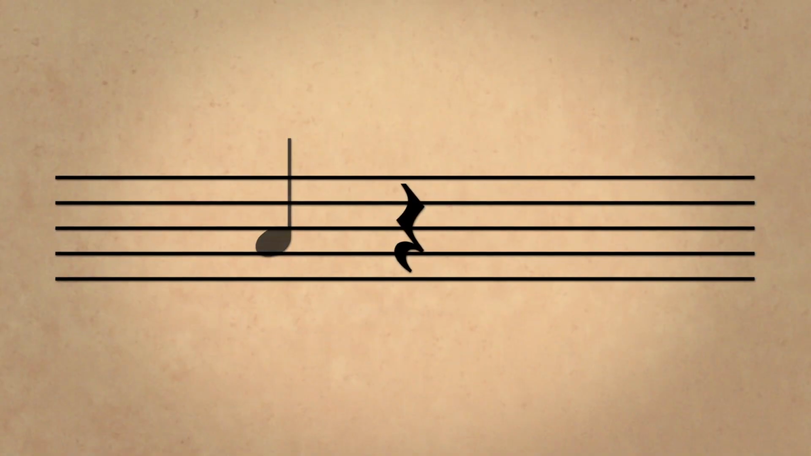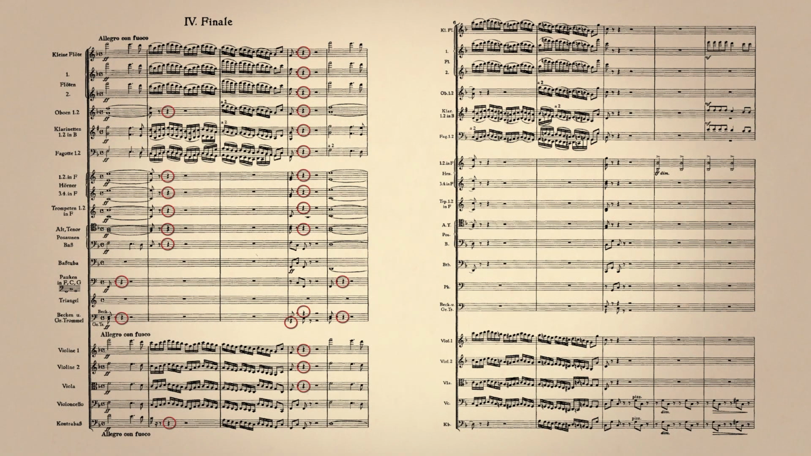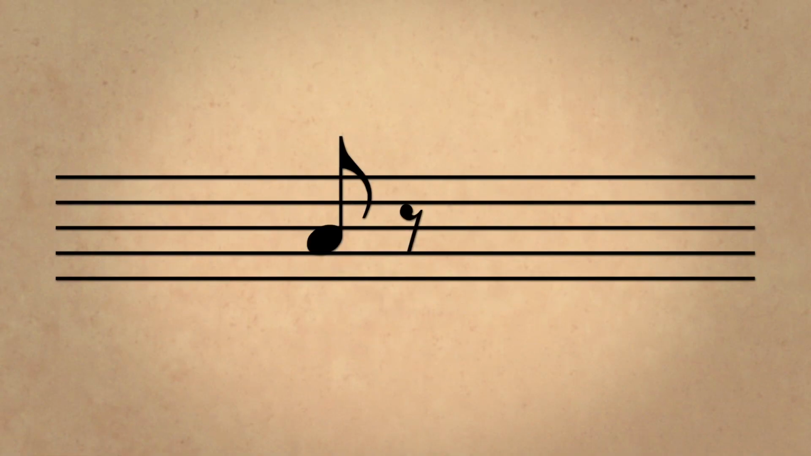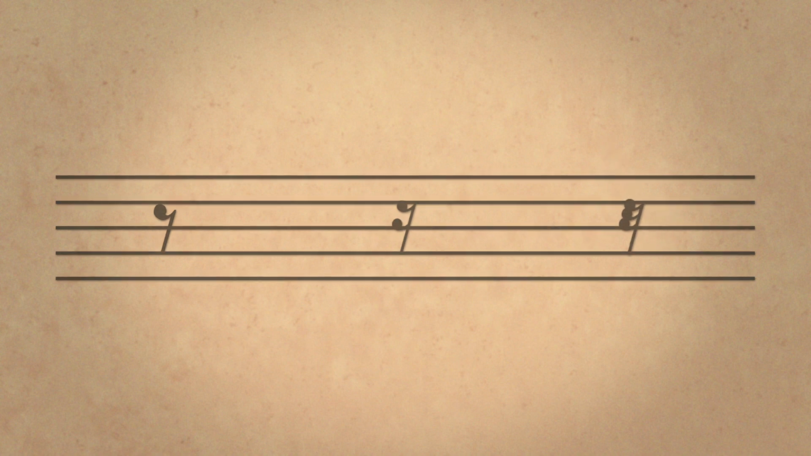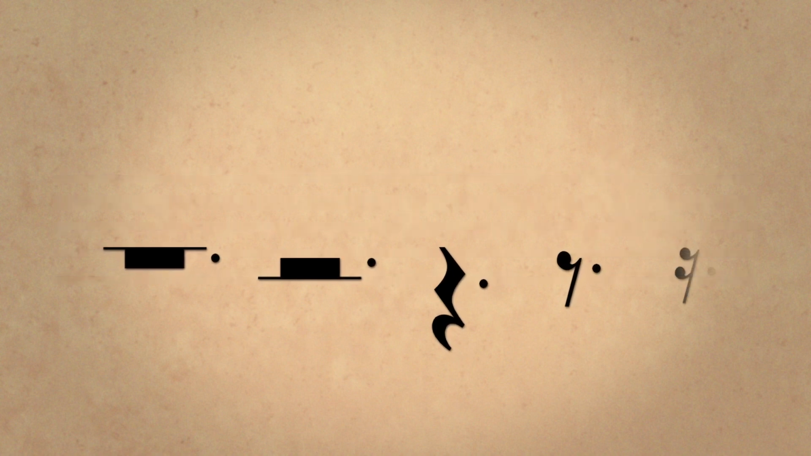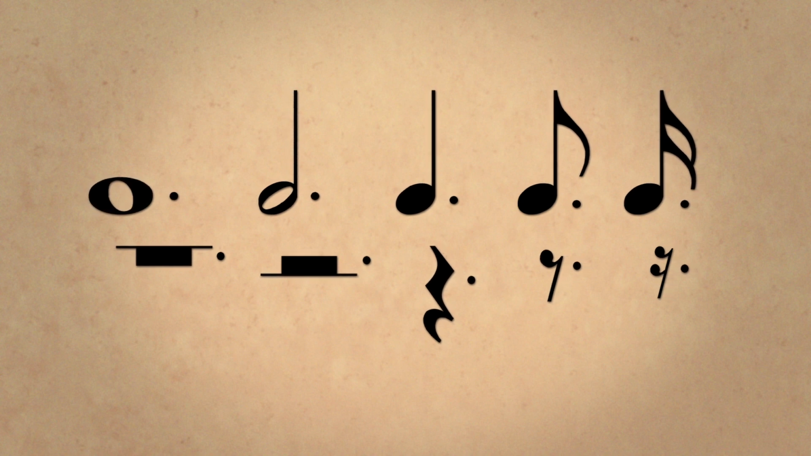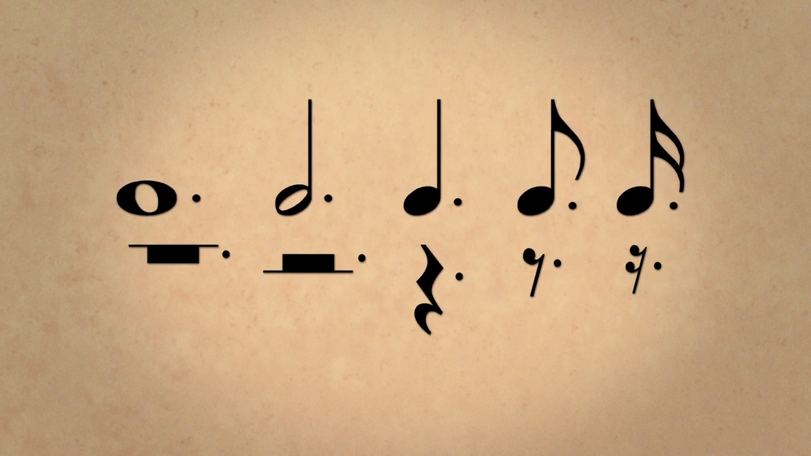This is what a quarter note rest looks like. Now an eighth rest has a single flag on the stem, a 16th note has 2 flags, and a 32nd note has 3 flags on the stem. Dots following a rest are also the same as dots following notes, half of the value of the note.